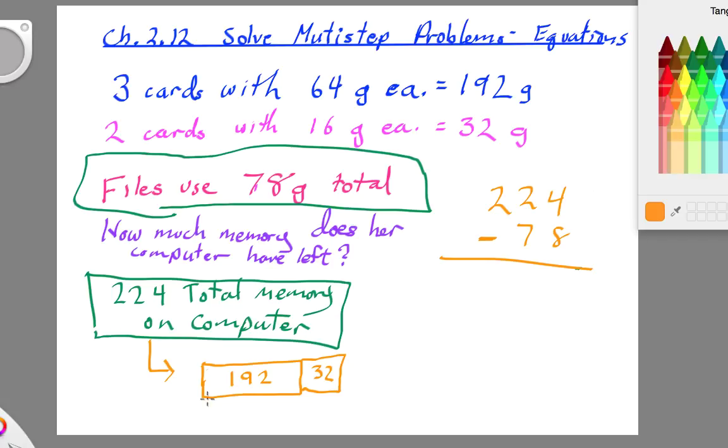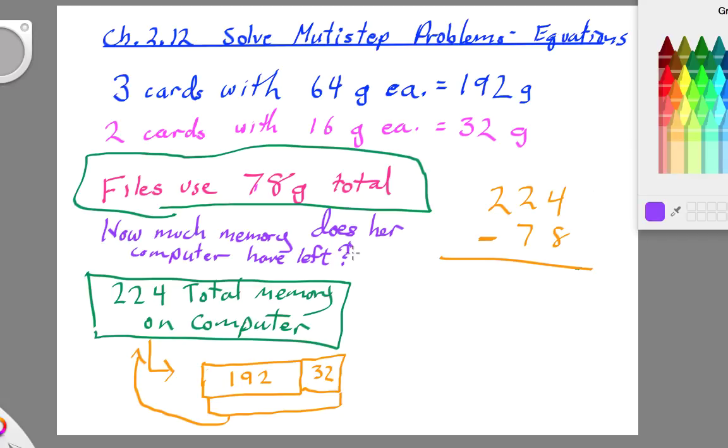And the total is when you put them together. Now for this subtraction problem, it looks a little different. The subtraction problem is really about this total: how much money does your computer have left?